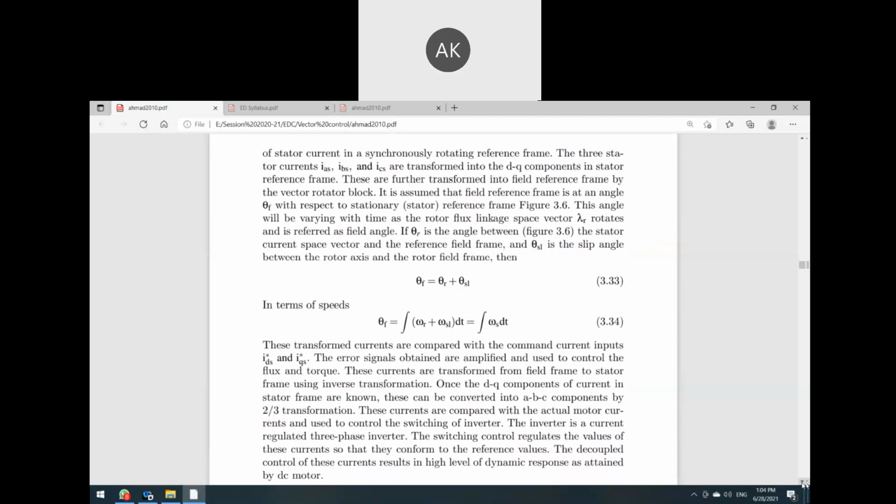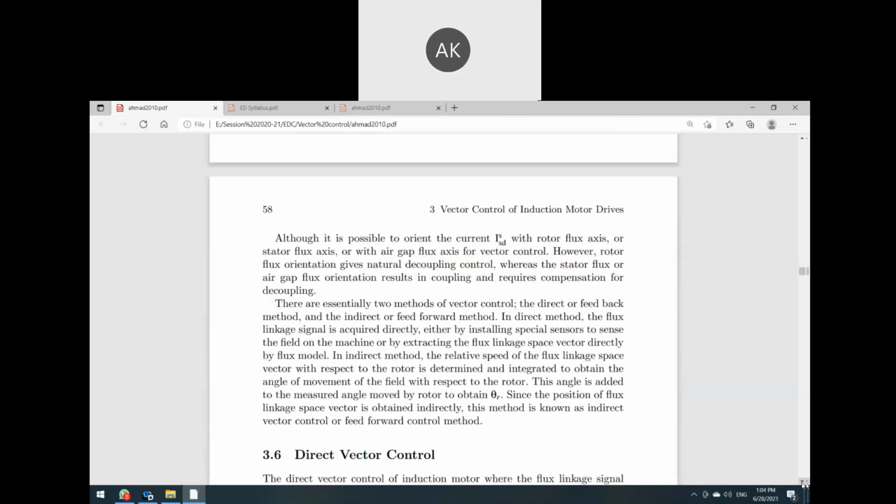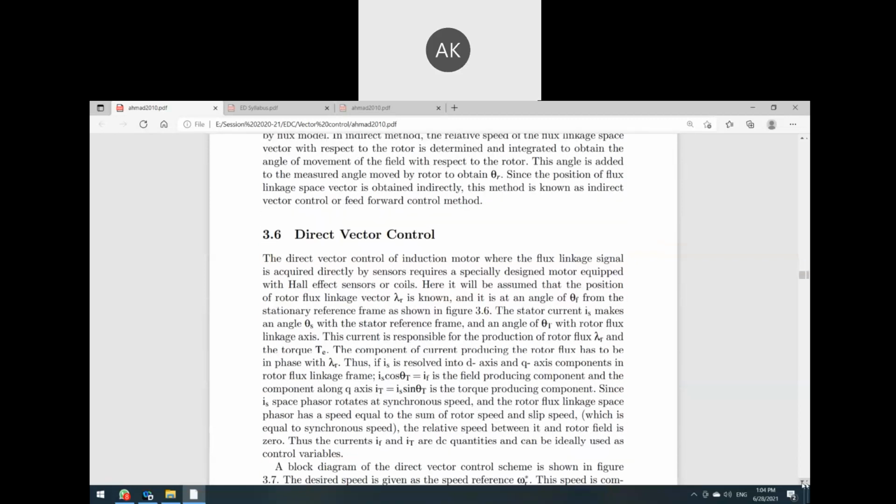This is the whole thing about the field oriented control scheme. And the second method is the direct vector control method, DTC. One is the FOC and another one is the DTC.